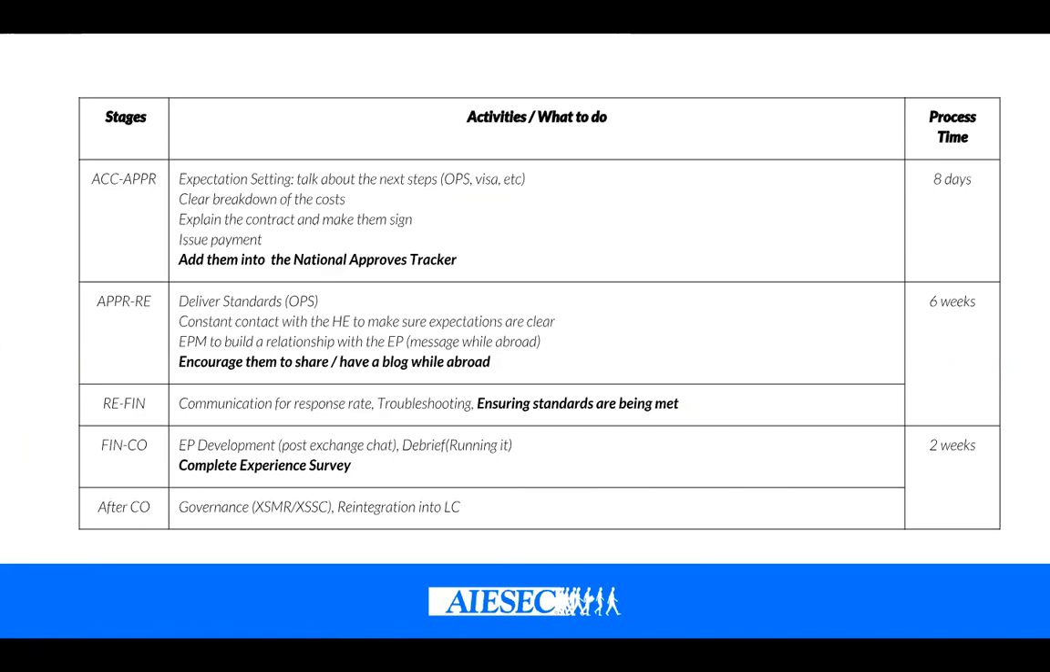And we wish to do this within 2 weeks. And after completing, we look to fill in all our governance procedures and hopefully reintegrate the exchange participants back into our local community as a new member as well.